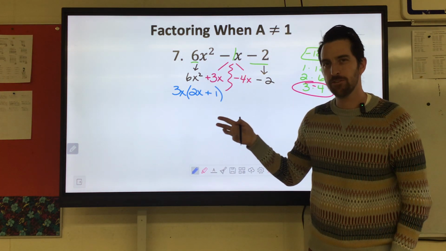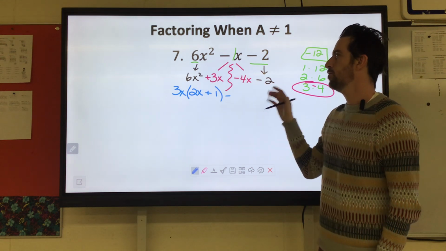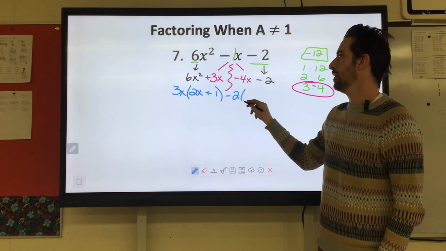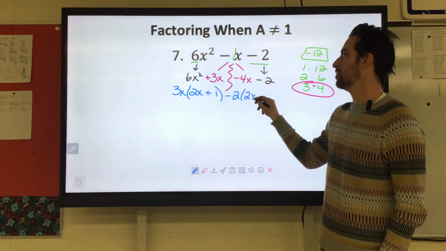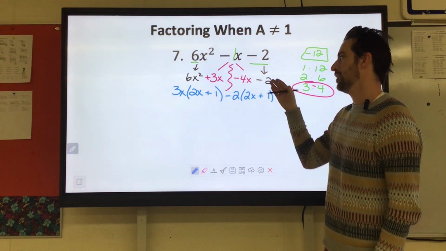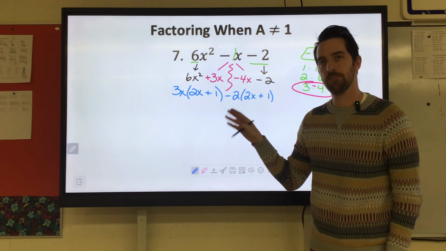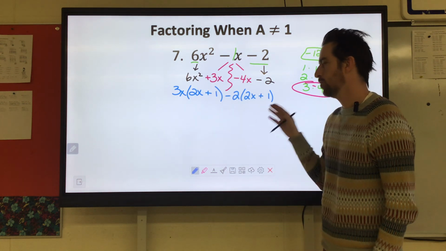The right half starts with a negative number. Anytime your lead coefficient is negative, you're going to want to factor out a negative. 4x and 2 have a 2 in common. Negative 2 times 2x is negative 4x. Negative 2 times positive 1 is negative 2. Check out what's in parentheses. It's the same thing. 2x plus 1, 2x plus 1.